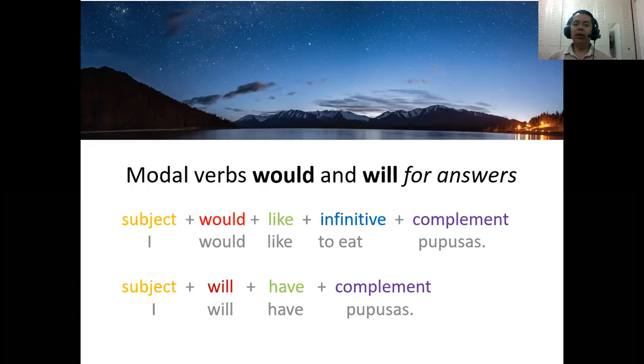For example, where would you like to travel? I would like to travel to Canada. So you see, not necessarily only in food. This is very common language in food, but I repeat, you can use it in other contexts.